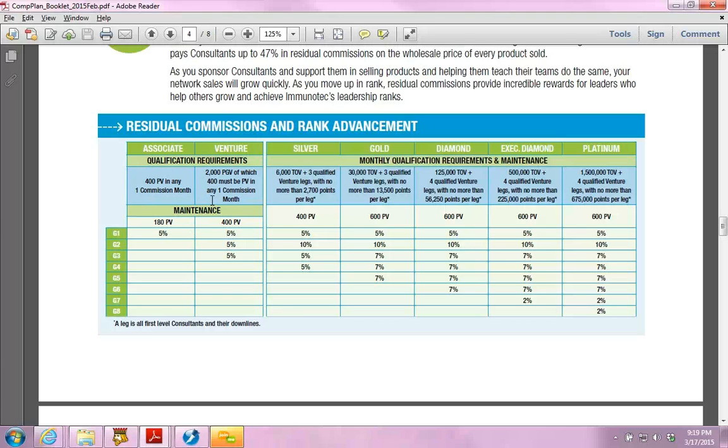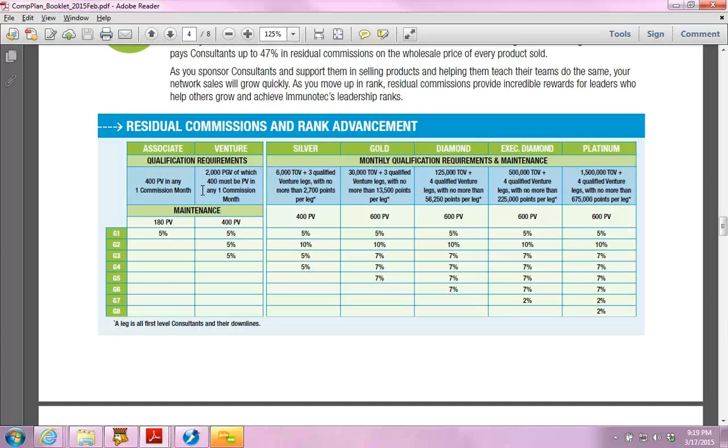You could become a venture by signing up 2 new customers with the health pack, because all the customer health packs get 500 points each. So 2 customers, that would be another 1,000 points. Added to your 1,000 points means 2,000 points for the month. In this calendar month, bang, you're a venture. So that's one way to do it, 2 customers.